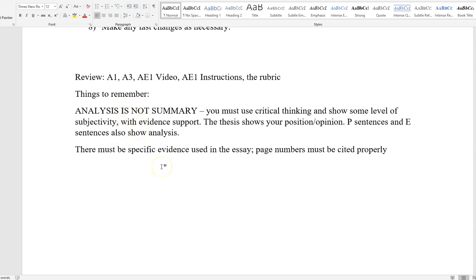All right. The thesis shows your position or opinion. P sentences and E sentences also show analysis. There must be specific evidence used in the essay. So do not turn in an essay that does not cite specific information from the article. Okay. And then you must use page numbers. All three articles do have page numbers, so you must use those to cite properly. MLA 4A is your textbook information for that. Add that to this. Just put MLA 4 for both things.